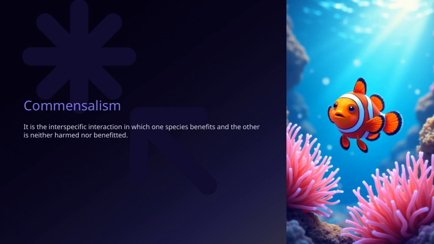This kind of relationship is important to understand because it shows how species can coexist in ways that don't necessarily involve direct competition or harm. It ties into the larger theme of how diverse interactions shape ecosystems and influence species survival.